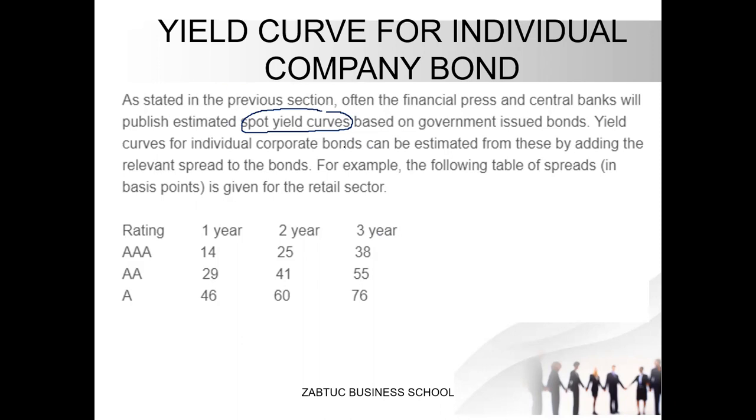So these can be given to us based on government issued bonds. The yield curves for individual corporate bonds can be estimated from these by adding the relevant spread to the bonds. Now, some of you may say, wait a minute, this sounds like what we did in calculating the cost of debt, where we said the cost of debt was what? Risk-free plus the credit spread.